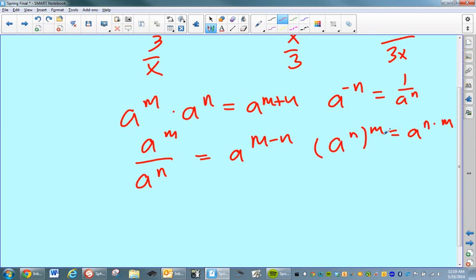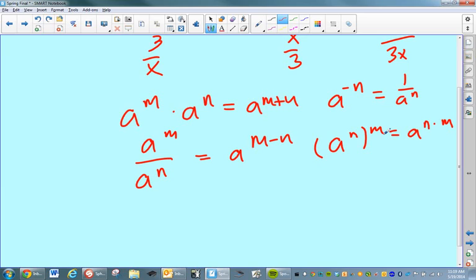Oh, here's one thing. What's anything to the 0 power equal? 1. Remember this. Even Mr. Smiley to the 0 power is equal to 1. Anything raised to the 0 power is equal to 1.